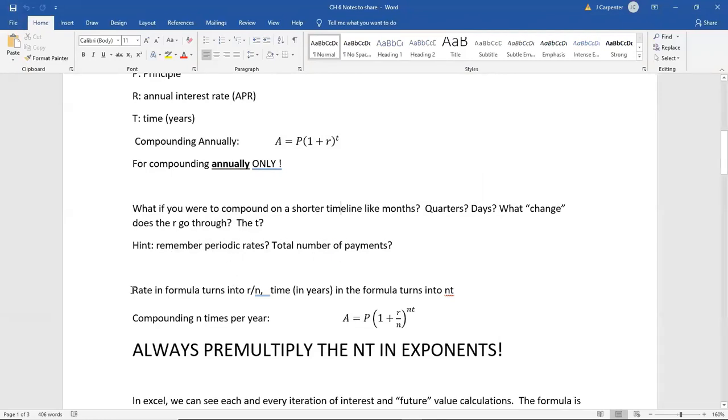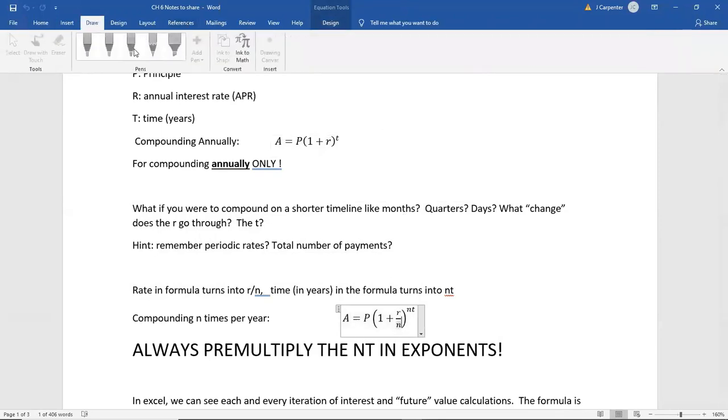So what I was just talking about, how we took the annual rate and divided it by the number of months or number of quarters, whatever, the R in the formula turns into an R over N. That's all you do, you just take the R and turn it into an R over N. So instead of using an annual rate, you're using a periodic rate. That's the change that you can see.